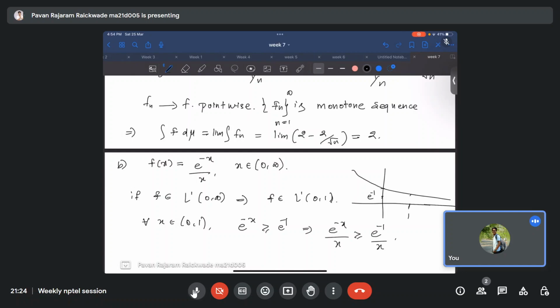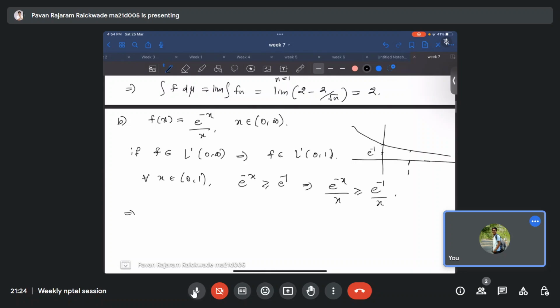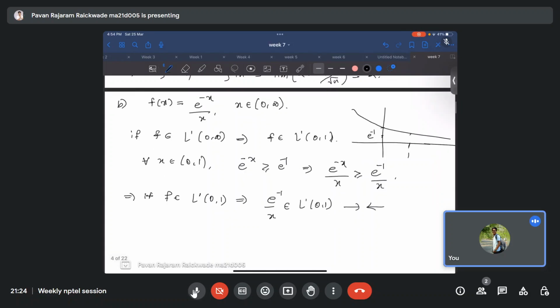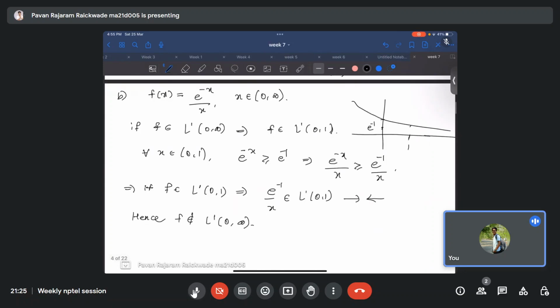Correct? This is happening. That means if f belongs to L1 of 0 to 1, that implies e power minus 1 upon x belongs to L1 of 0 to 1, but this is wrong because this function is not integrable on 0 to 1. Hence, f doesn't belong to L1 of 0 to infinity. I hope that's clear.